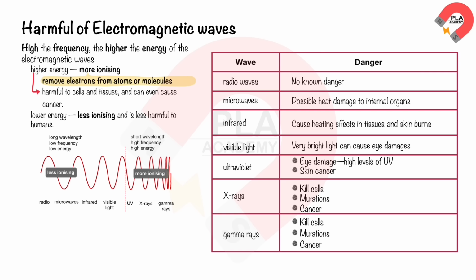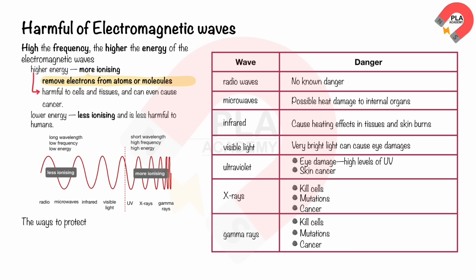It is important to note that the harmful effects of electromagnetic waves depend on the amount of radiation that is absorbed. A small amount of radiation may not be harmful, but a large amount of radiation can be very harmful. The risk of harm also depends on the type of tissue that is exposed to the radiation. For example, the retina of the eye is more sensitive to light than other tissues, so it is more likely to be damaged by exposure to visible light.